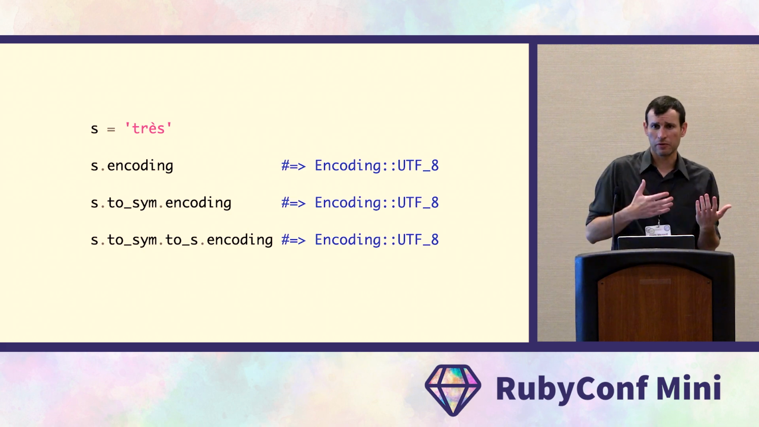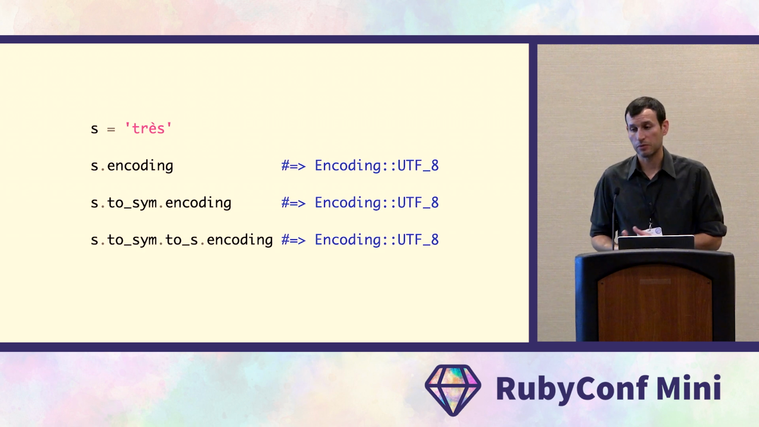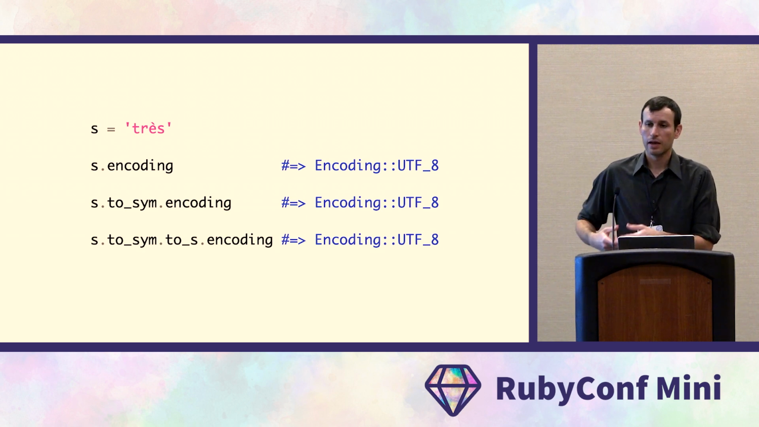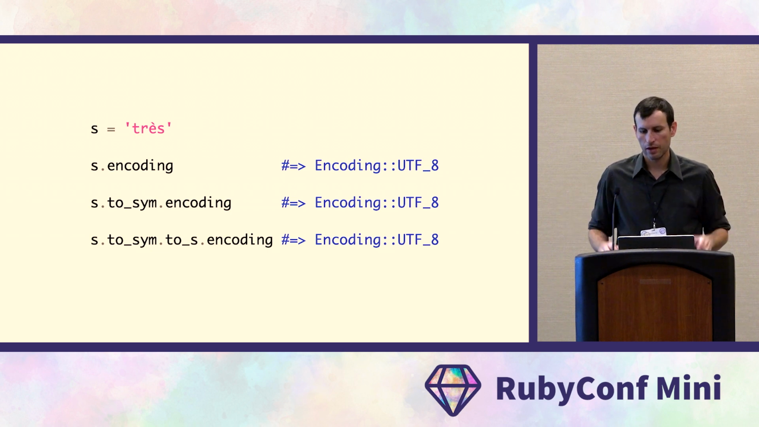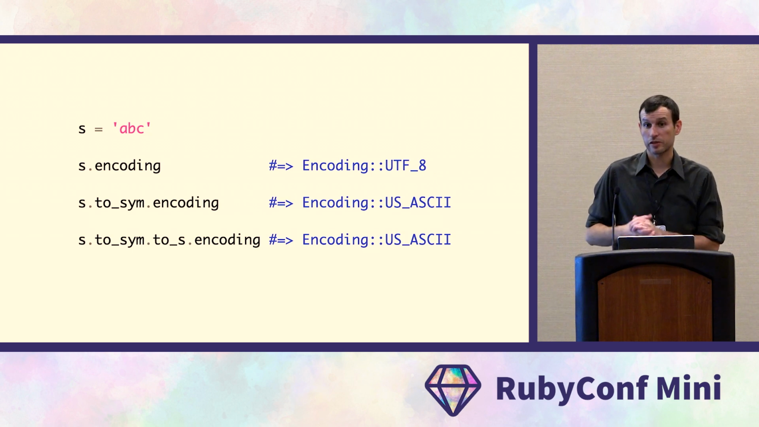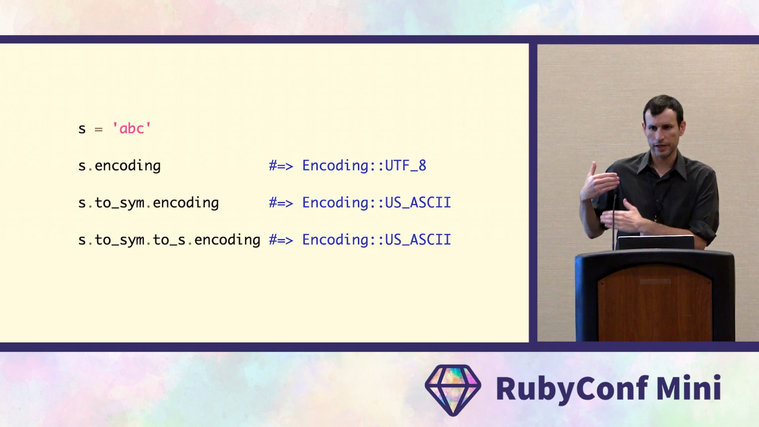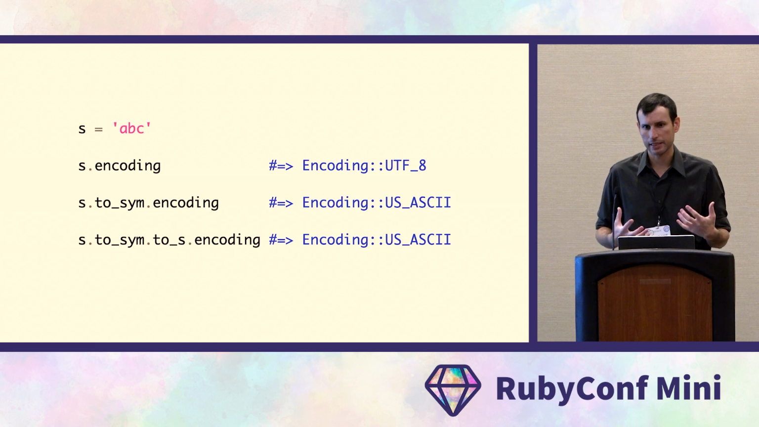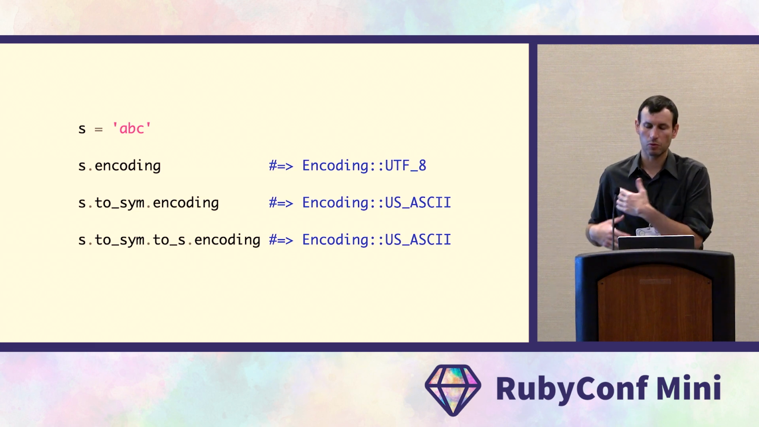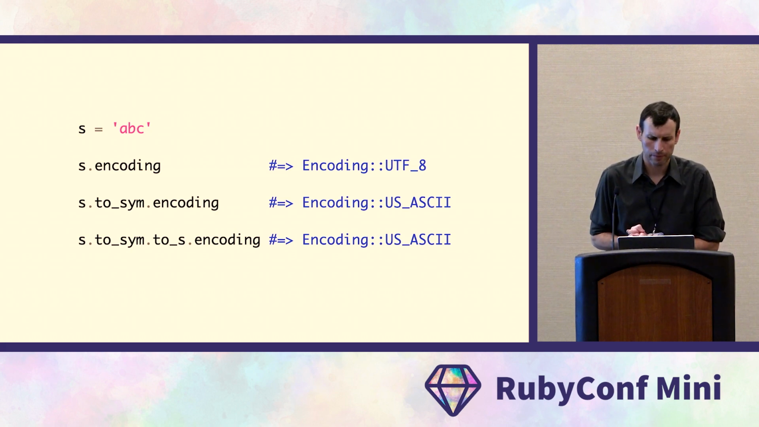But we can take a string and we can convert it to a symbol. So we got a string, it's UTF-8, convert it to a symbol. We can check that symbol's encoding. It's also UTF-8. And if we just want to round trip it and convert that symbol back to a string, we get back UTF-8. Great, that's what I hope everyone expected. However, if the string consists of only ASCII data, Ruby has an exception where it will change the encoding on the symbol to US ASCII, and then that kind of sticks with the symbol. So if you convert the symbol back to a string, that string will now have the US ASCII encoding.